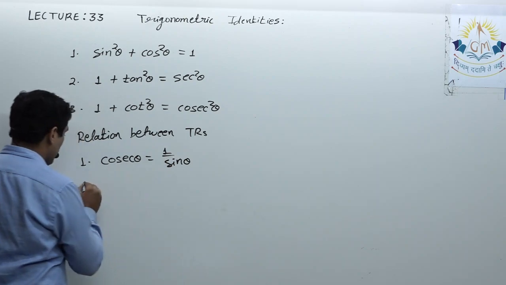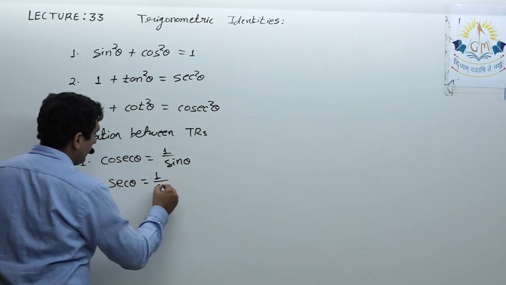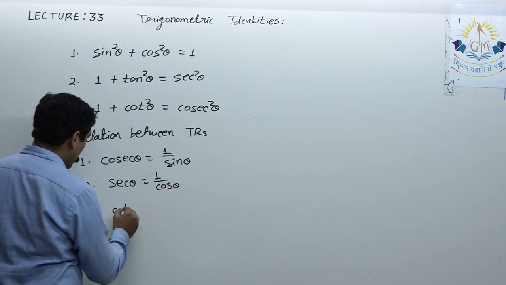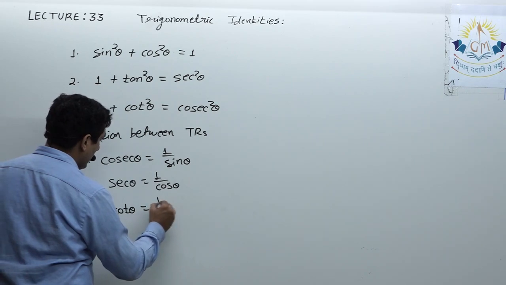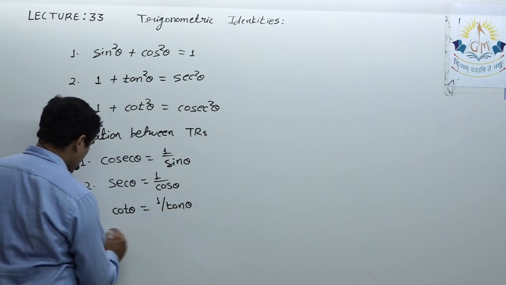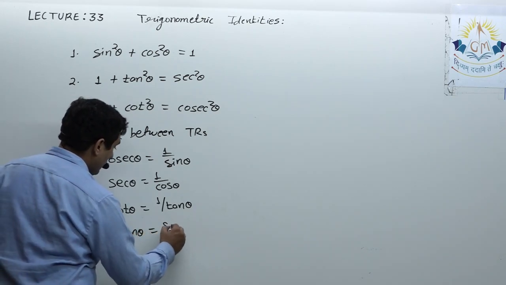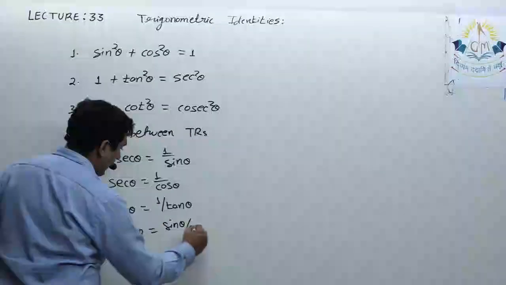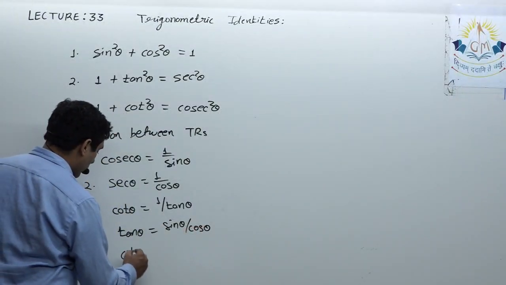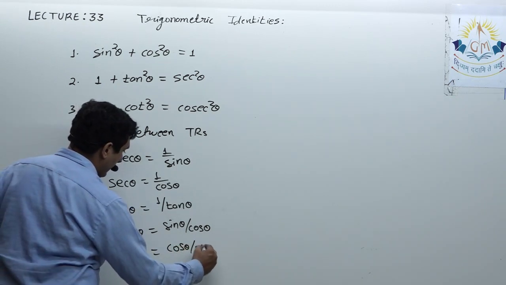Then sec theta is equal to 1 upon cos theta. Then cot theta is equal to 1 upon tan theta. Then tan theta is equal to sin theta upon cos theta. And finally the fifth one was cot theta is equal to cos theta upon sin theta.